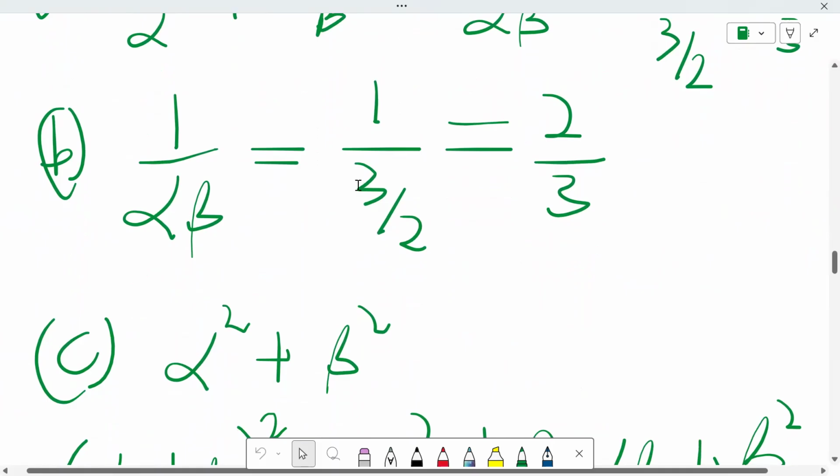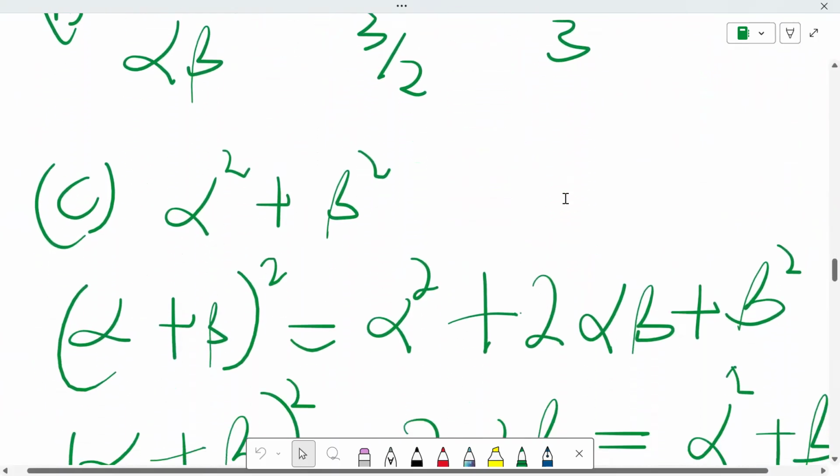1 on alpha beta. So we have 1 on 3 on 2, because the product of roots is 3 on 2. So we multiply this by 2. 2 times 1 gives us 2. We multiply this by 2. So we get 3 on 2 times 2 giving us 3. So we get 2 on 3.